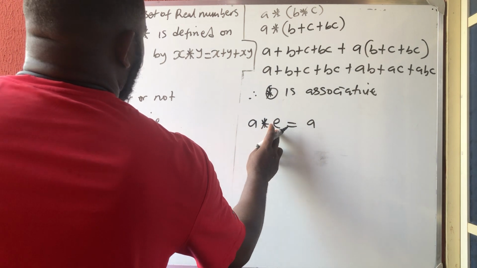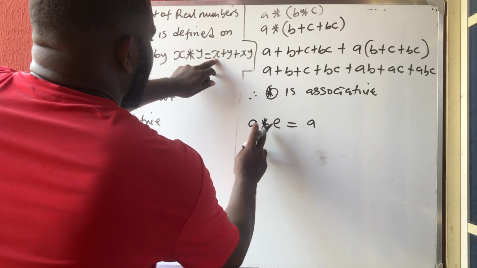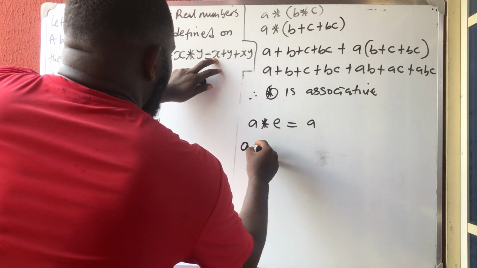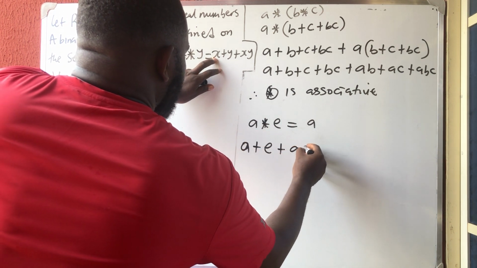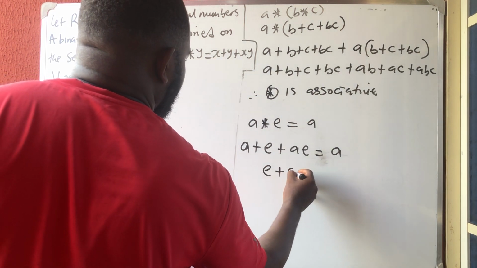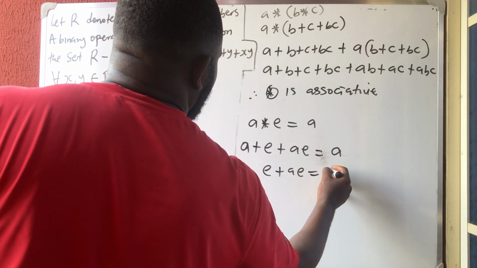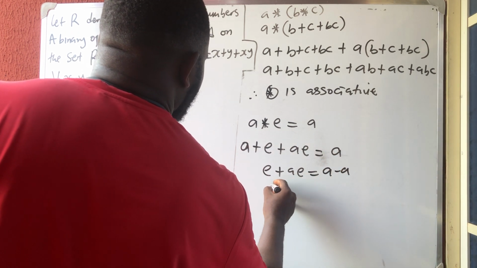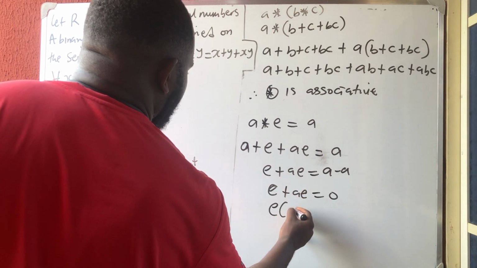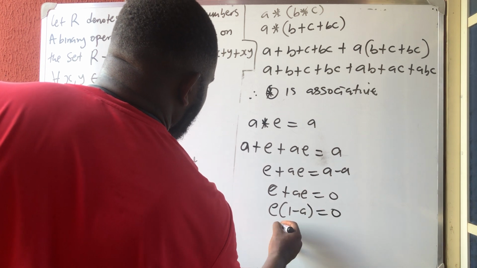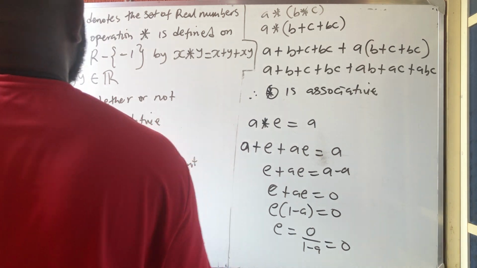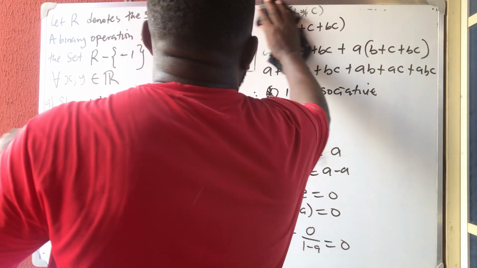So let A operate on identity element. Anywhere I see X, I'm putting A. Anywhere I see Y, I'm putting identity element. So I'm having A plus E plus AE is equal to A itself. So let me collect items. I'm having that E plus AE is equal to A minus A. So therefore, E plus AE is equal to 0. So I'm having E in bracket of 1 minus A is equal to 0. So therefore, E is 0 over 1 minus A, which is 0. So the identity element here is 0.